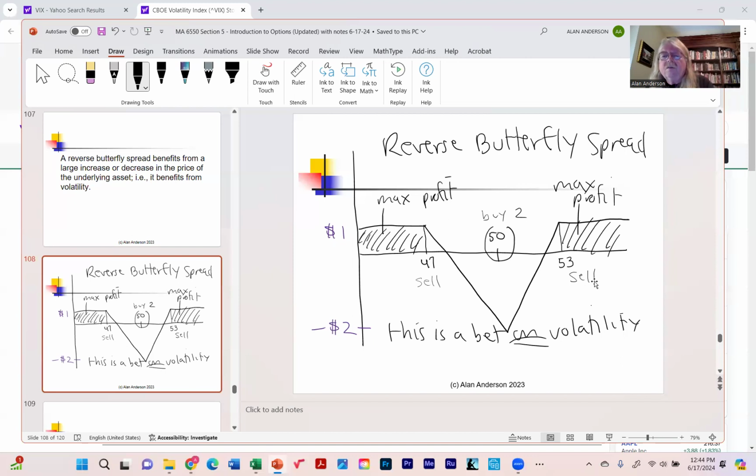So this is the one where we're betting on volatility. We want the price to go up as much as possible or down. We don't care which one it is. Either way, we'll make money as long as we get past the break-even points, which are 48 and 52. So this is a bet directly on volatility.